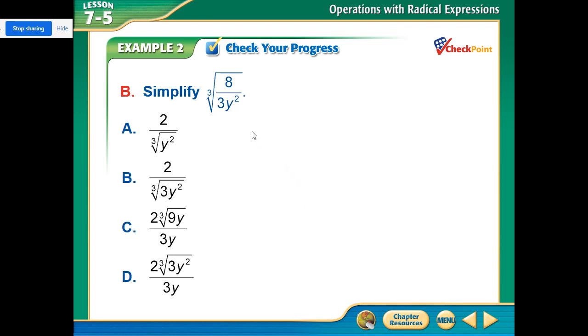So what about this one? Because there's groups of 3, I need 2 more 3s, so 9. And I need another y. So 9y is going to go in there. The cube root of 8 is just 2. So we're looking at C.